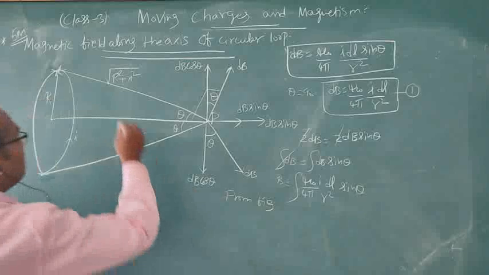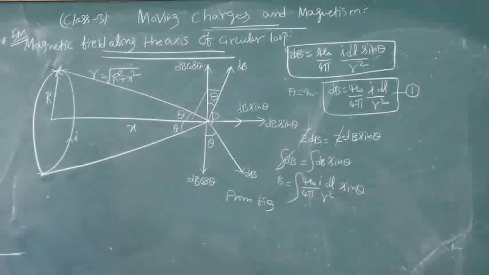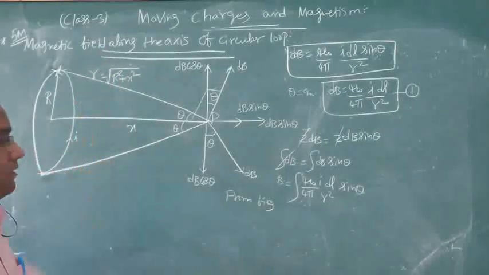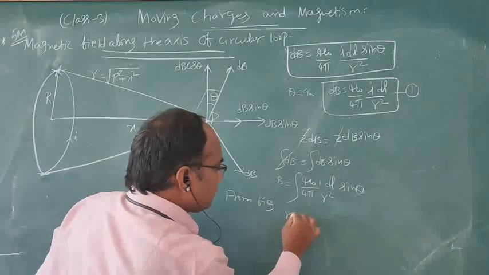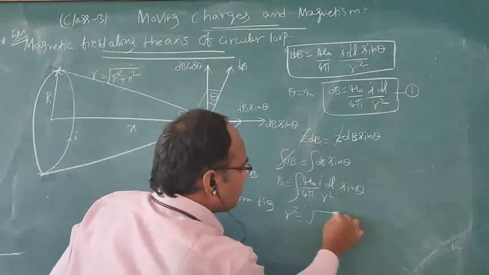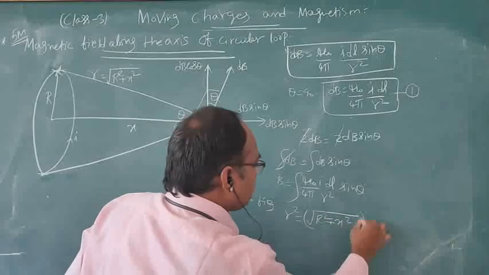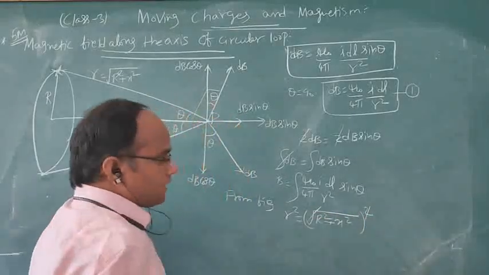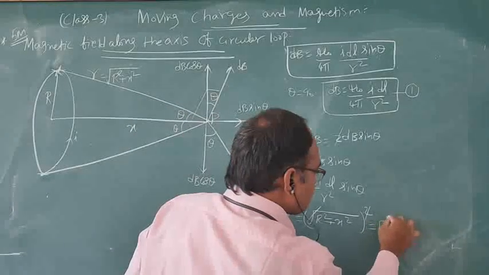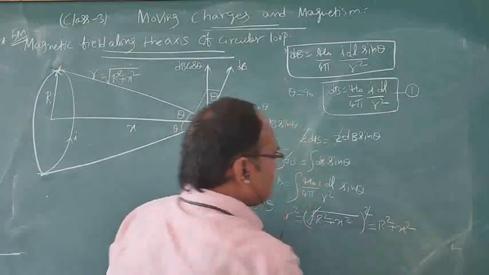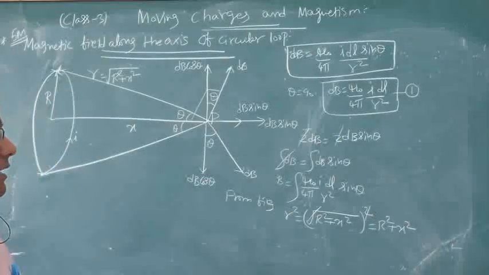We can write this, assuming it as r. R is equal to the root of this one. So what is the value? R square is equal to the root of (r square plus x square) whole square. The square cancels, so the value we can give is r square plus x square.